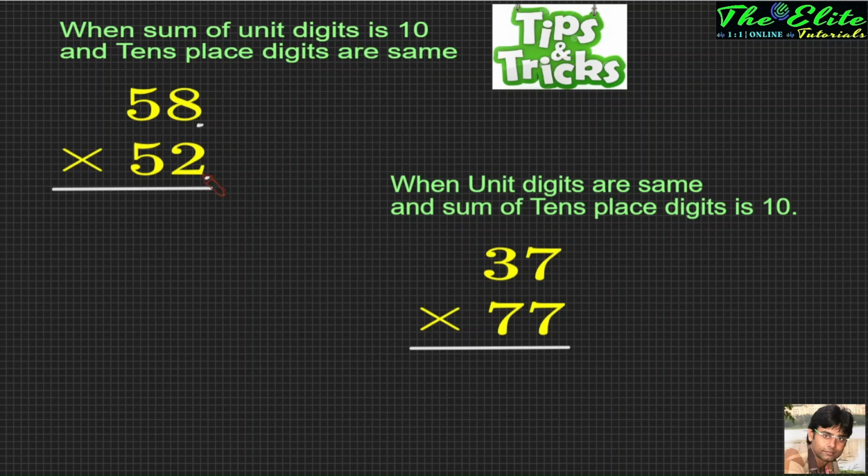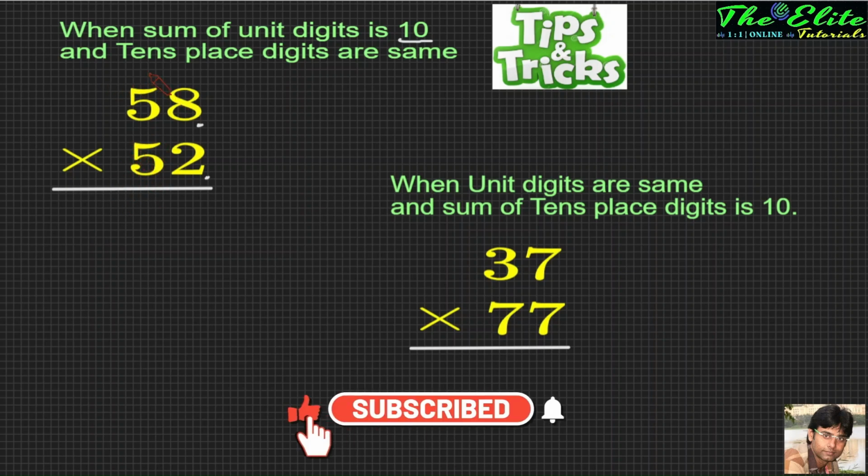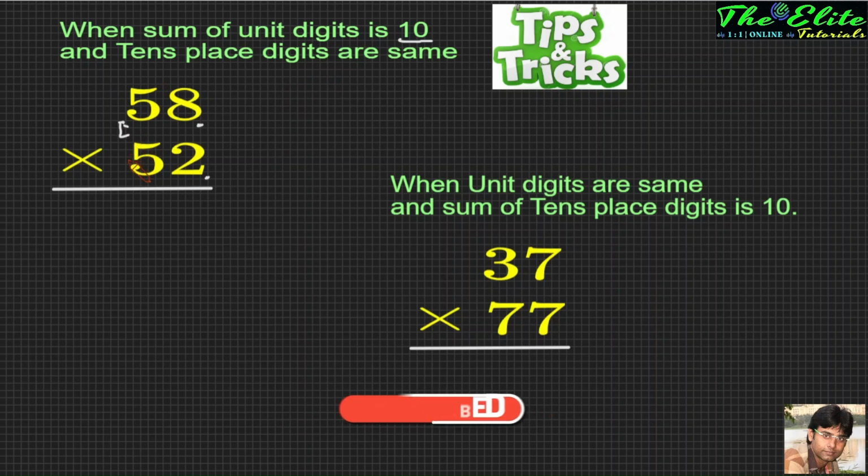If you have got multiplication of 2-digit numbers like this, where the sum of the unit digits, here 8 and 2 are the unit digits of these numbers, so if you add 8 and 2, it becomes 10. So this is one type of problem in multiplication of 2 digits. Also the tens place digits are same. Tens place should be same and addition of units place should be 10. If it is like that, then how do we do that?